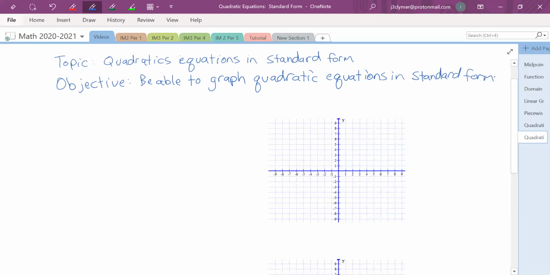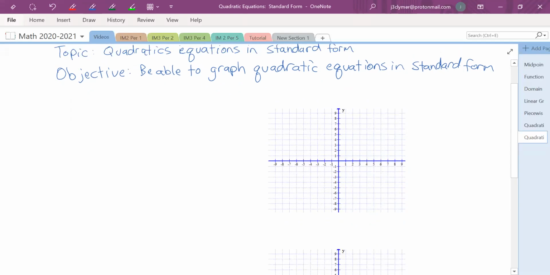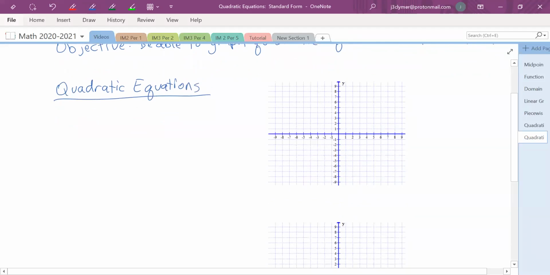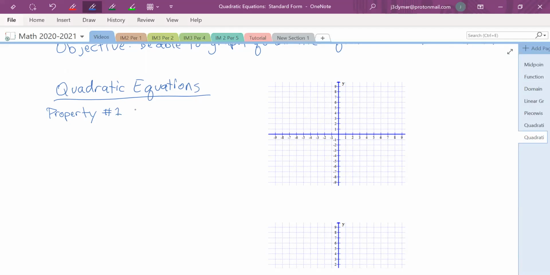All right. So what is a quadratic equation? Let's talk about that real quick. What are they? Well, they have a couple of properties. One property that they have, property number one, is that they take the form of a parabola. We talked about that in the last video. They take the form of a parabola when graphed.